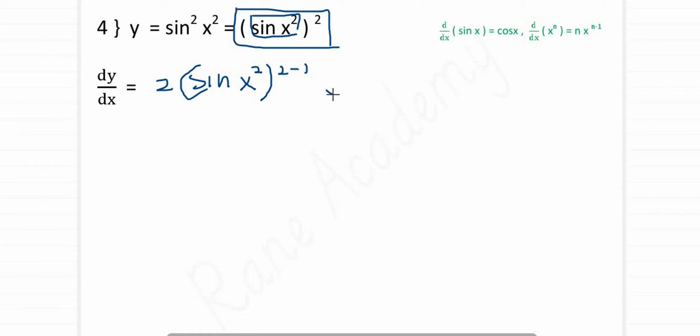And now instead of the function x we have sin of x square. So derivative of sin of x square is nothing but cos of x square, because we know that derivative of sin x is cos x. So derivative of sin of x square is cos of x square, and inside that we have one more function, that is x square. So derivative of x square is 2x.